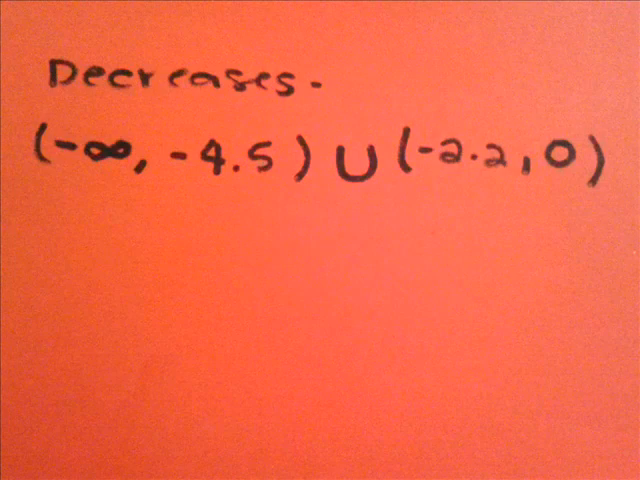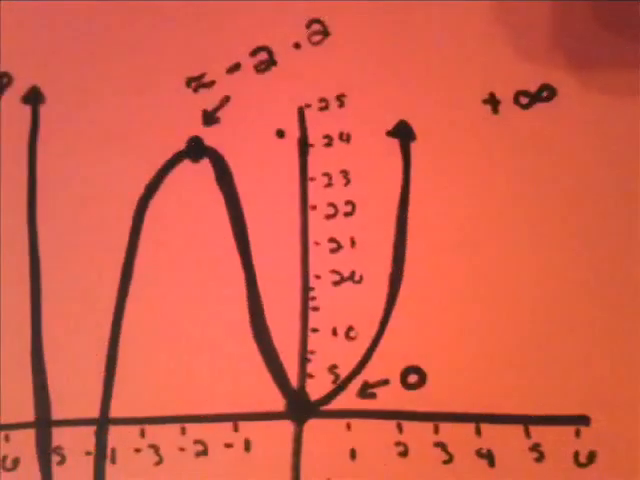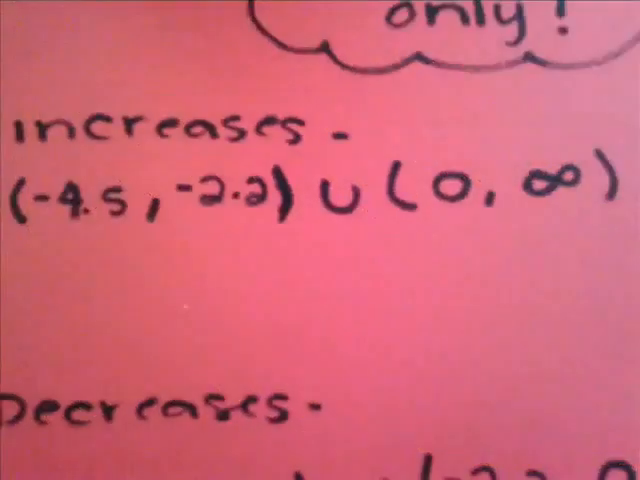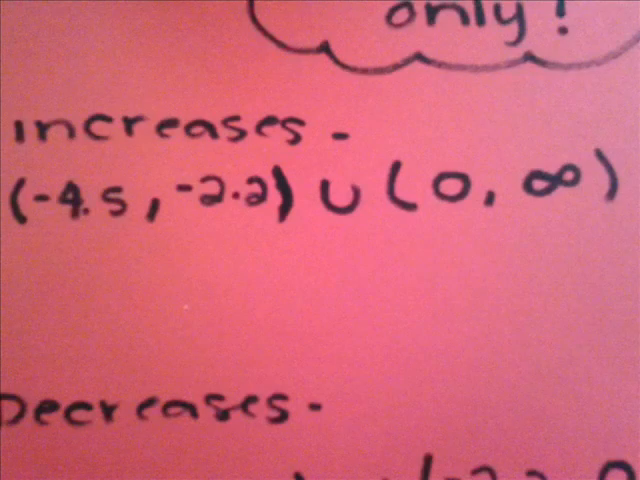-infinity to -4.5 union with -2.2 to 0. Your final increasing point is from 0 to +infinity. Therefore, it should be written like this. -4.5 to -2.2 union with 0, infinity.